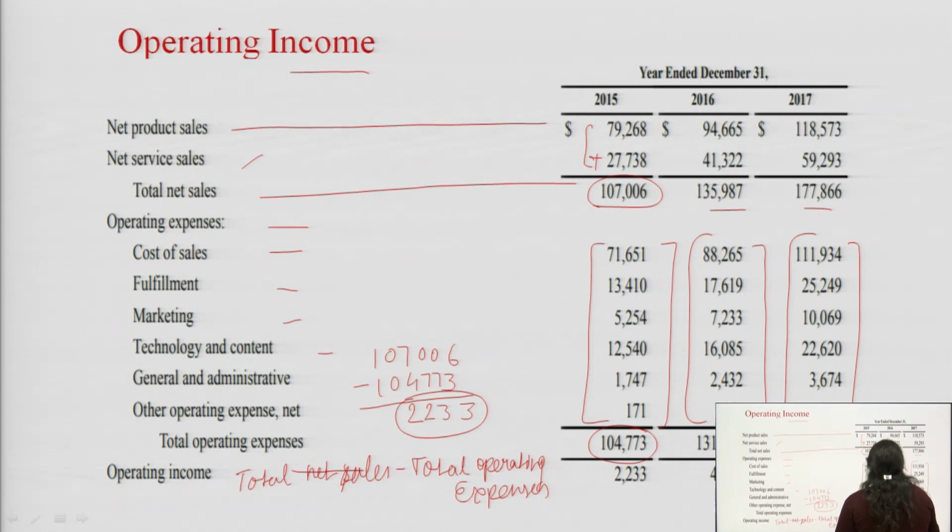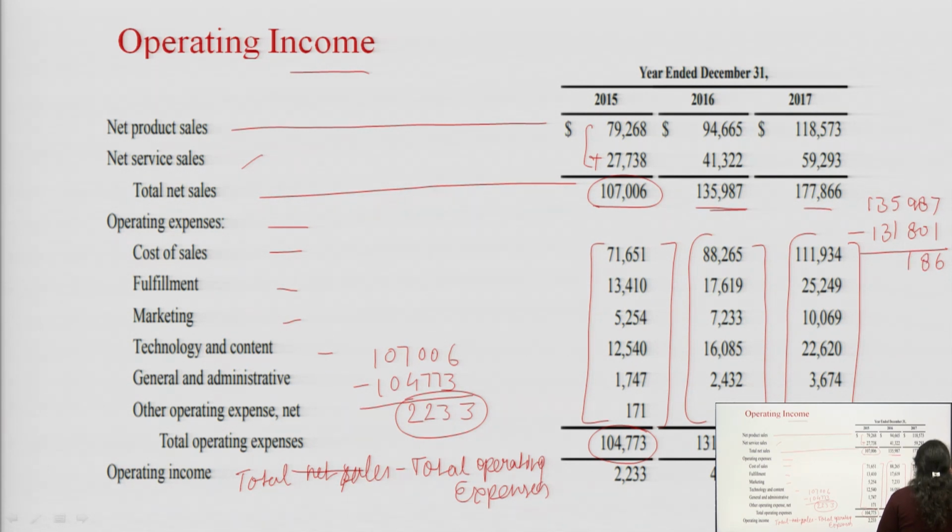For 2016, our total is 135,987 minus 131,801. Subtract this, you will get 4,186, which means 4,186 is the operating income for 2016.